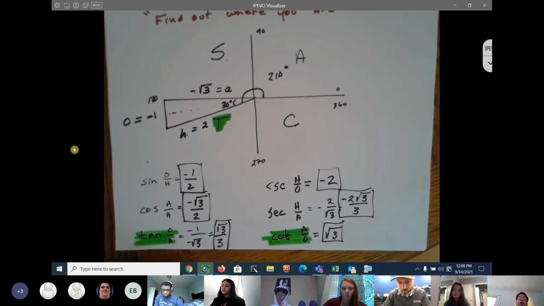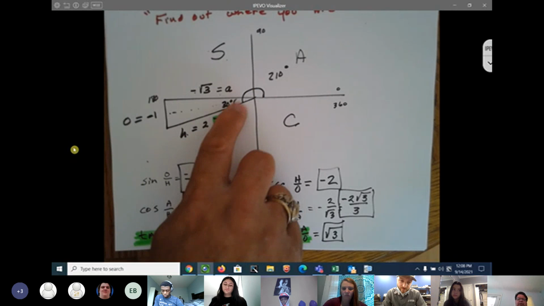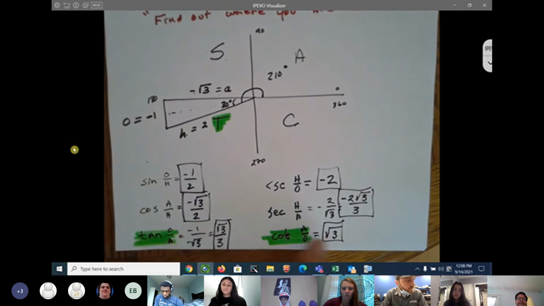Now, there's nothing wrong with taking this and learning it and then eventually memorizing it, but now you know how to get it. That's the main thing. People don't want to memorize what they don't understand. Now that you understand it, because it's over here in this third quadrant, now you know why they're negatives. And you should feel good about yourself.